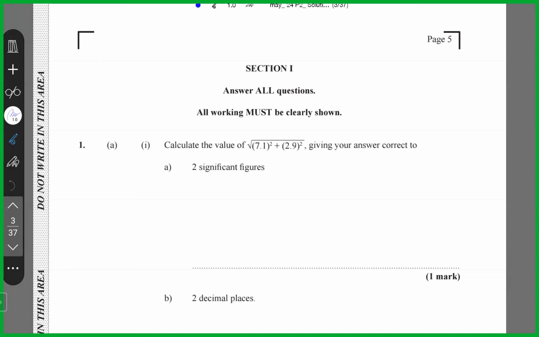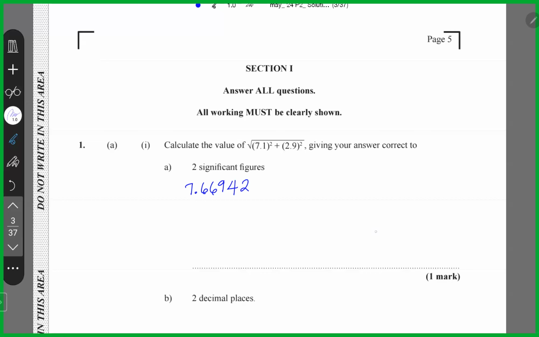So I have square root, and I have 7.1 squared plus 2.9 squared, and press equal. So the answer I'm seeing is 7.66942. I can stop here. Then we're asked to write the answer correct to two significant figures.